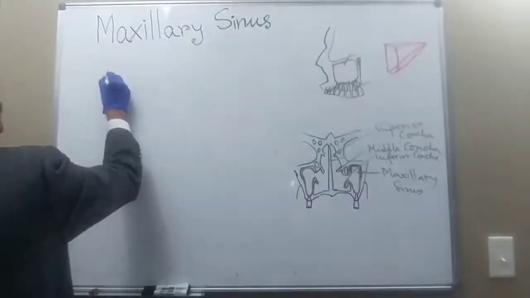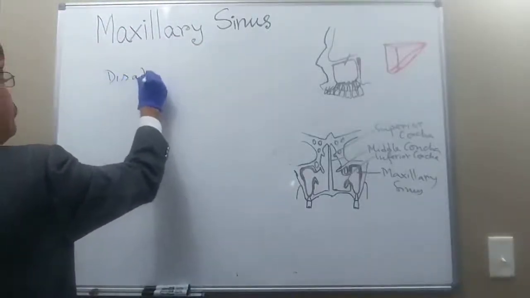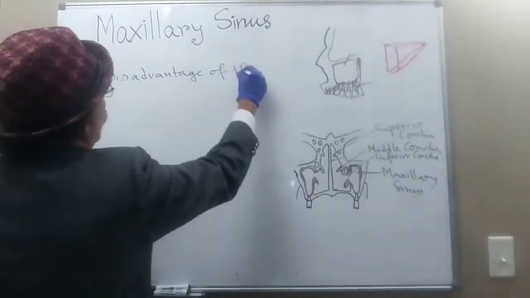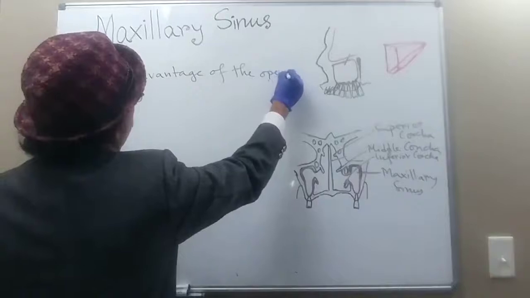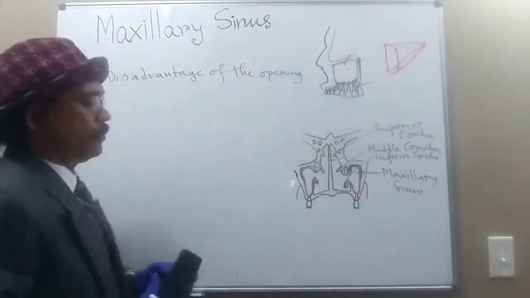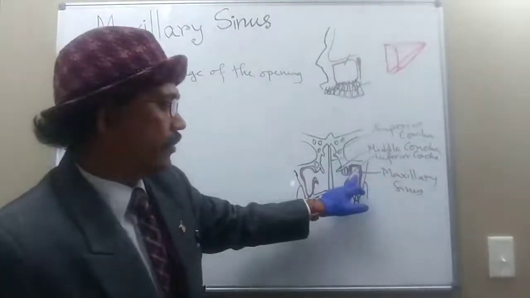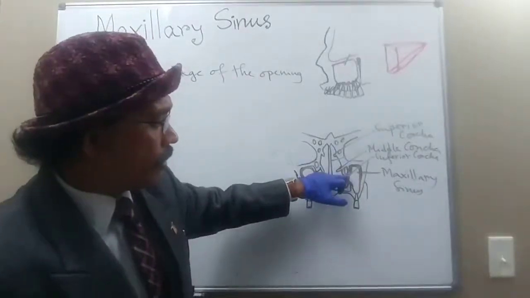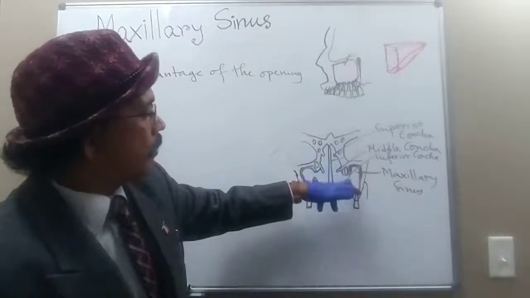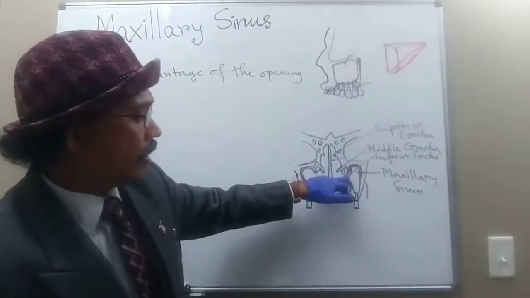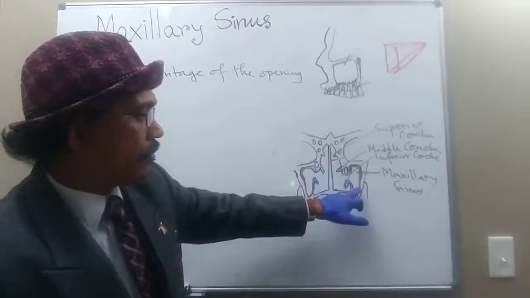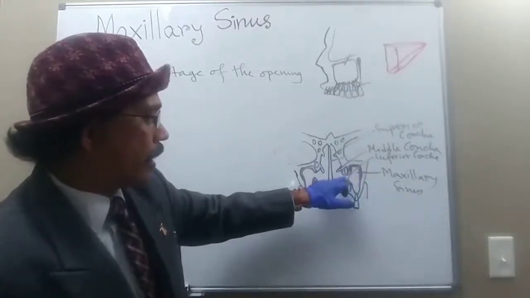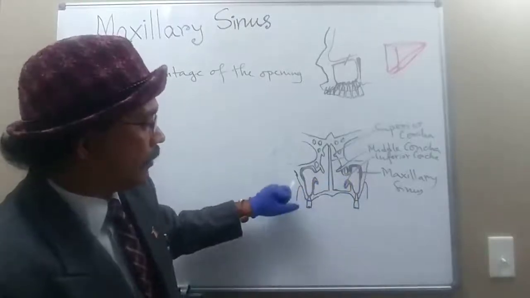Okay, disadvantage of the opening. Okay, so look at that. This is the maxillary sinus. Its floor is further down and the opening is on the base here. Okay, and it is above, so there may be collection of fluid here. Then fluid may come out to the nasal cavity like this.